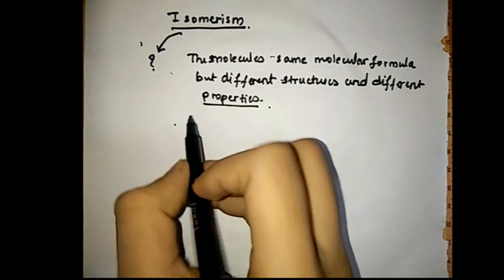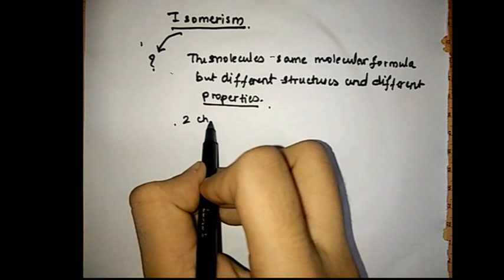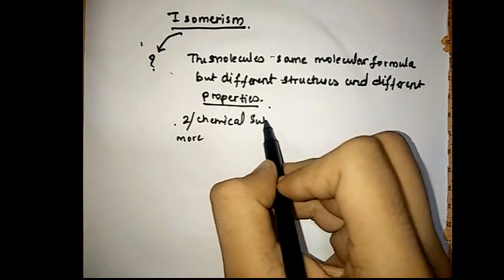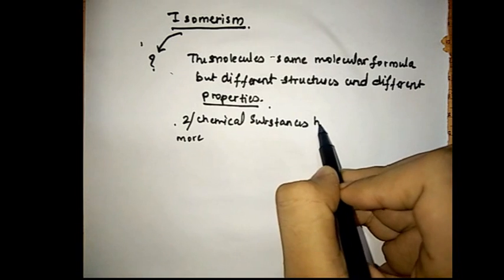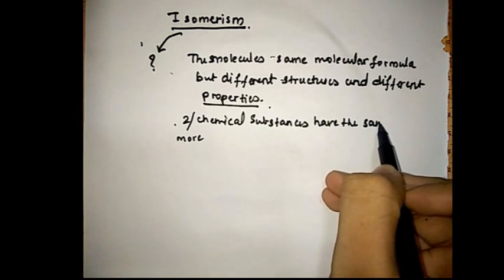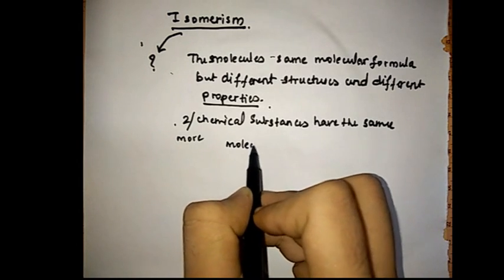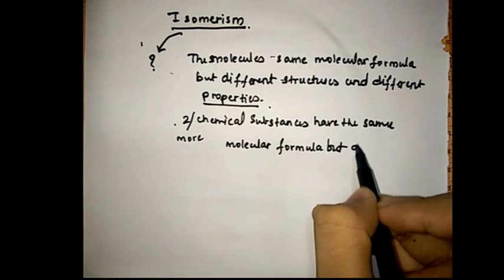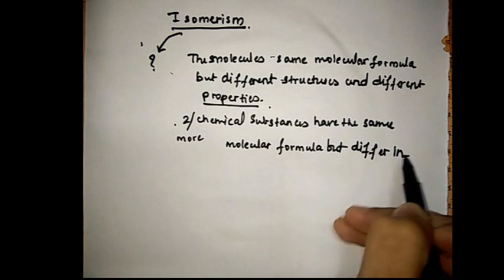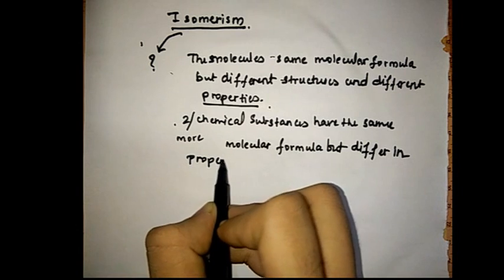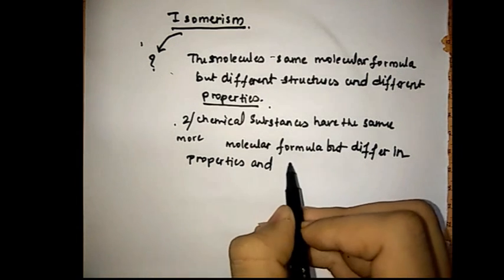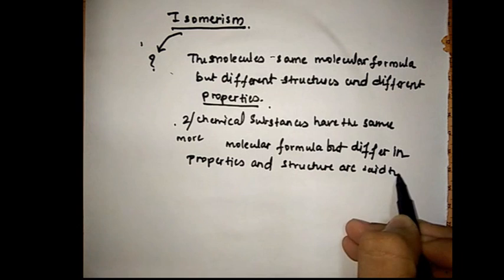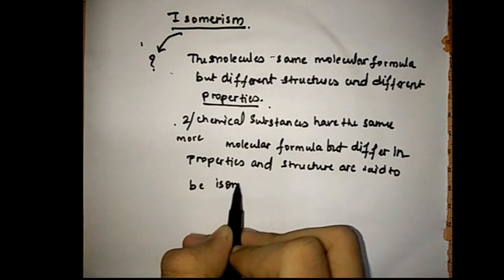So, if two or more chemical substances have the same molecular formula but differ in properties and structure, they are said to be isomers.